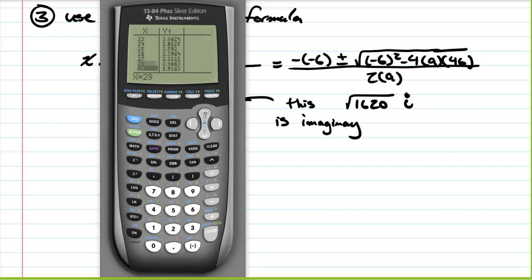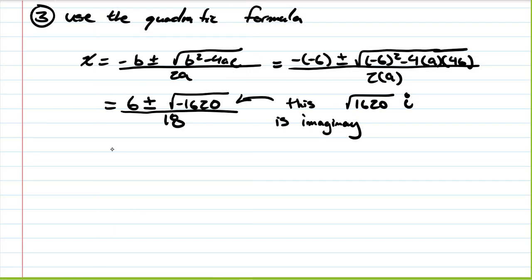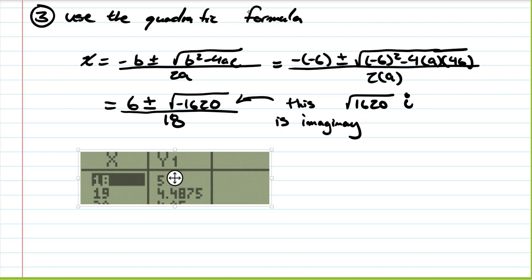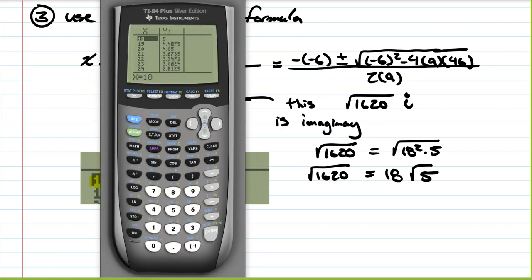So I scroll down, okay, I'm here, and I need to go up until I find my first whole number entry in my y column, which is here. So this tells me what we found. This says that the square root of 1620 is equal to 18 times the square root of 5. Because this was our perfect square, so in other words, the square root of 1620 is the same as the square root of 18 squared times 5, and you can double check that. If we check that on our calculator, 18 squared times 5 does give us the 1620.